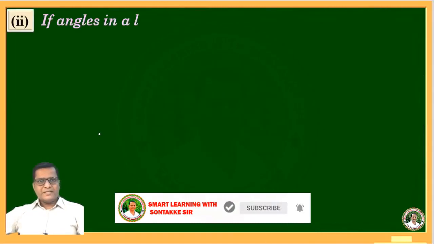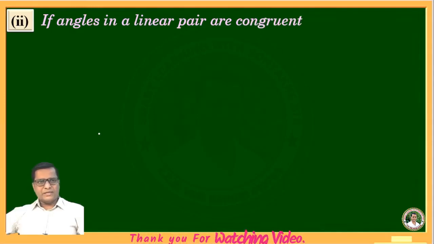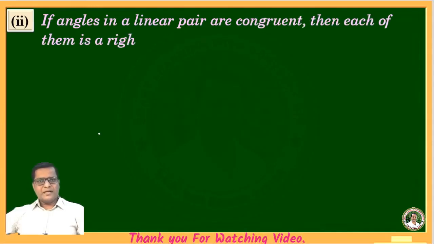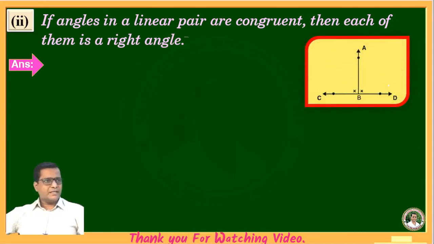if angles in a linear pair are congruent, then each of them is a right angle. Here is the answer for this. Angles in a linear pair are congruent. According to this, we will draw two angles in a linear pair, but which are congruent. If these two are congruent, means naturally these two angles are right angles.